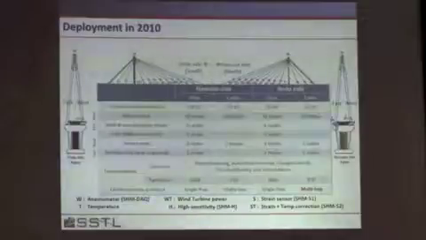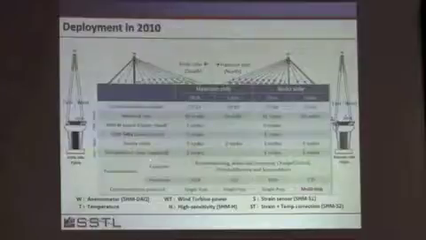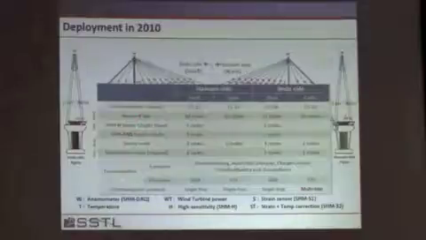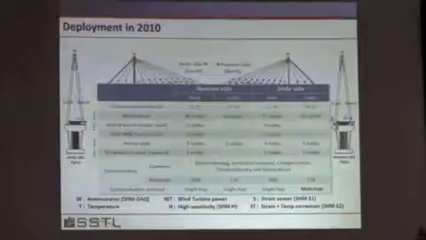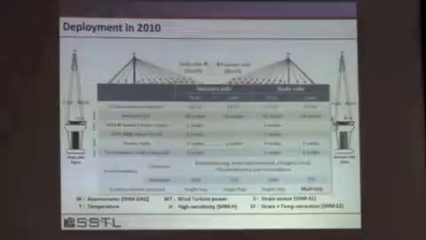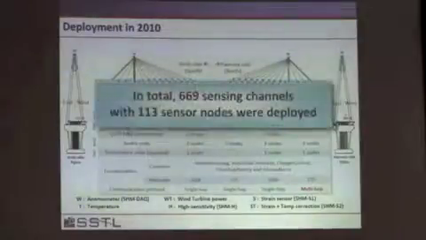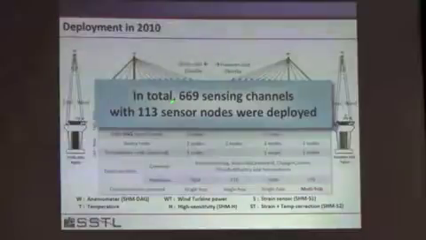Now, I don't expect you to get much from this other than just to tell you that it was a test bed. We tried different functionalities. We had different temperature capabilities. We had different types of sensors. We had different communication protocols from single hop to multi-hop communication protocols. So a multi-hop communication is where you've got nodes, they're too far from each other to talk to the base station, so they'll just hop, sending information back to the base station. So 669 sensing channels on 113 sensor nodes.